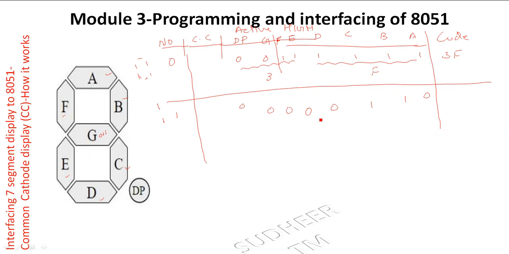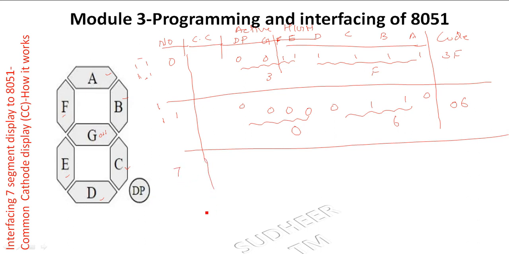Okay, so the code here is, this is for 0, and 0110 is 6. So 06 is the code for number 1, and there is no need to explain all the bits, all the numbers. I will show you for 7.